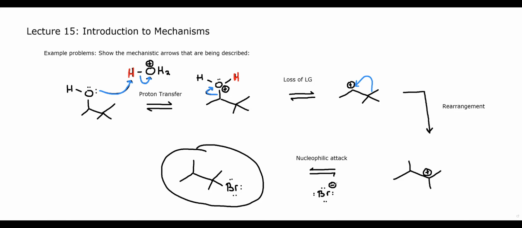And then for nucleophilic attack, if we have Br minus and we have a plus, a carbocation, then the mechanistic arrow we would draw, starting from the bromine, starting from the nucleophile, attacking the electrophile, showing that we're making a bond from bromine to carbon, and that would give us our final product shown here in the circle. Okay, so this would be a combination of everything we've learned so far: proton transfer, loss of a leaving group, rearrangement, followed by nucleophilic attack.